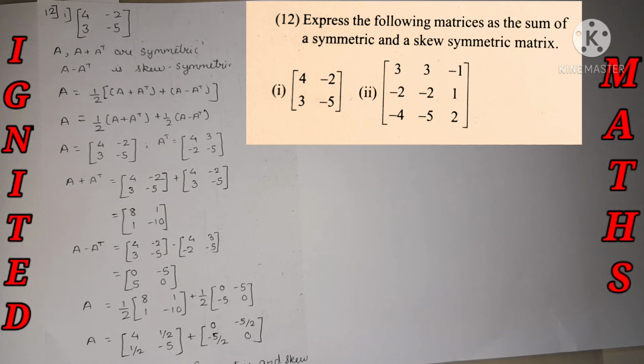Now in the 12th main question, they have even asked to prove the symmetric and skew symmetric. That is nothing but A plus A transpose and A minus A transpose. This is nothing but the same. Okay, let's get started with the solution.